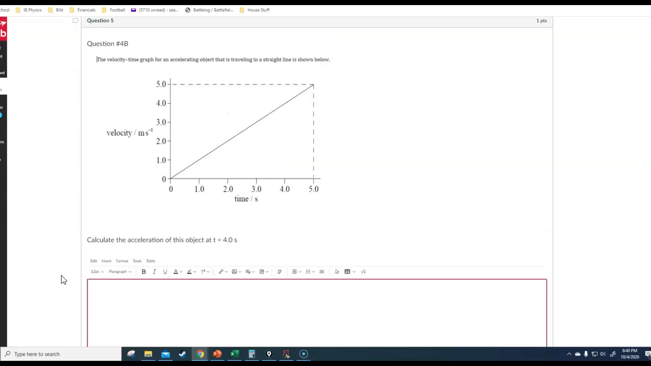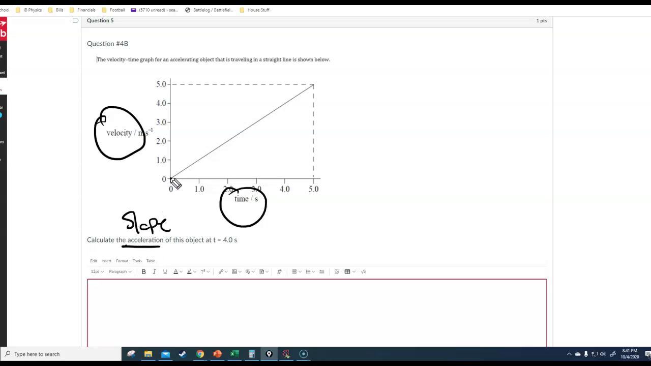Question 4b. Okay, we have a velocity time graph. Calculate the acceleration of this object at t equals 4 seconds. Acceleration on a velocity time graph is calculated by finding the slope. If you did not know that, there's not a good way for you to have answered this question and gotten full credit. You had to indicate that you were supposed to be finding the slope, then you actually had to calculate the slope.